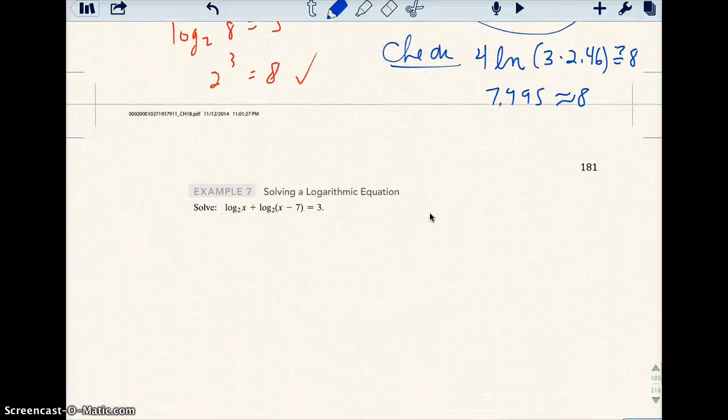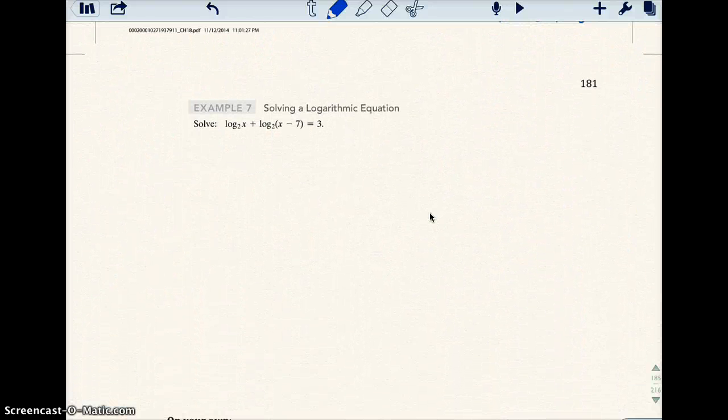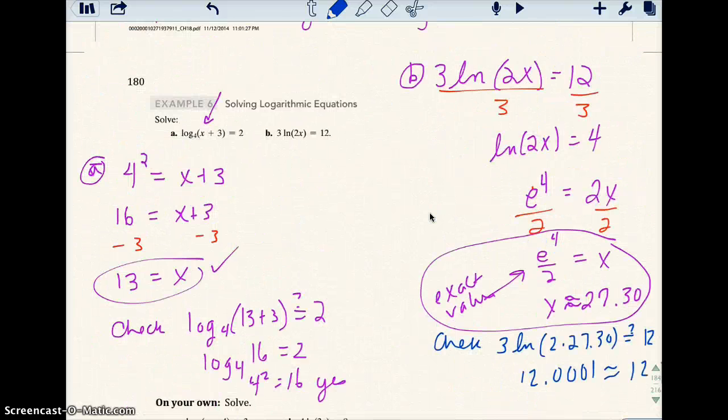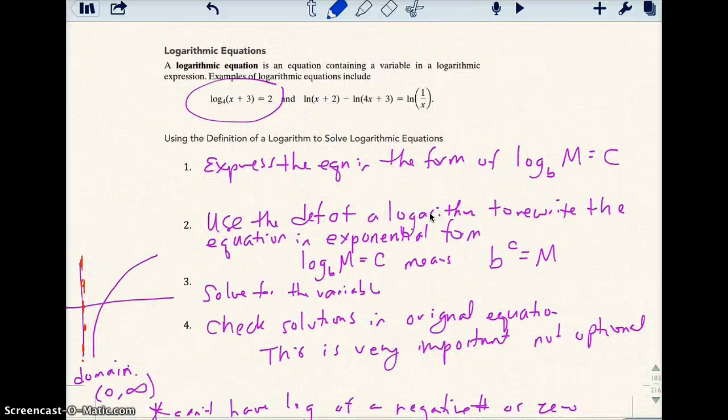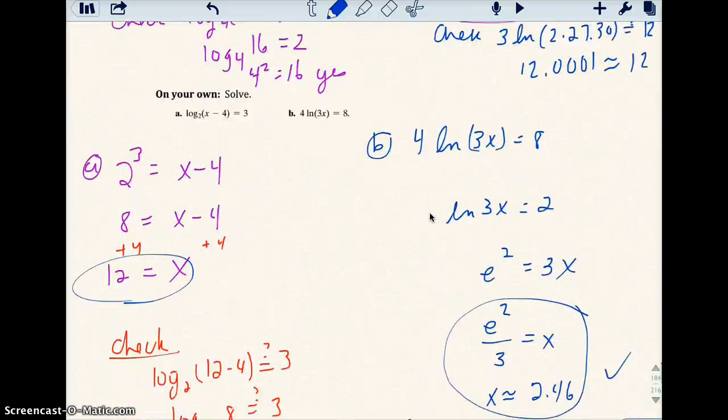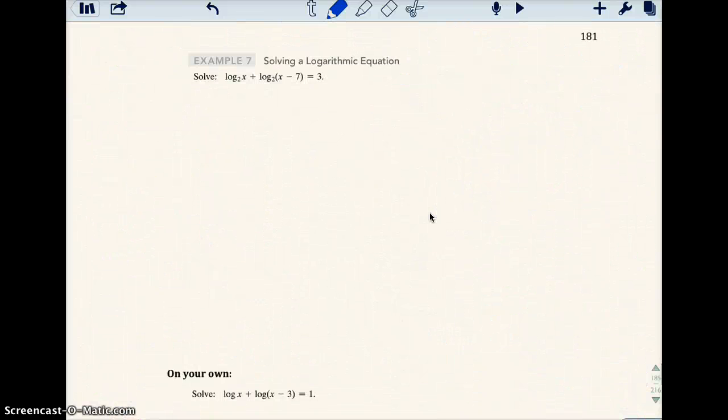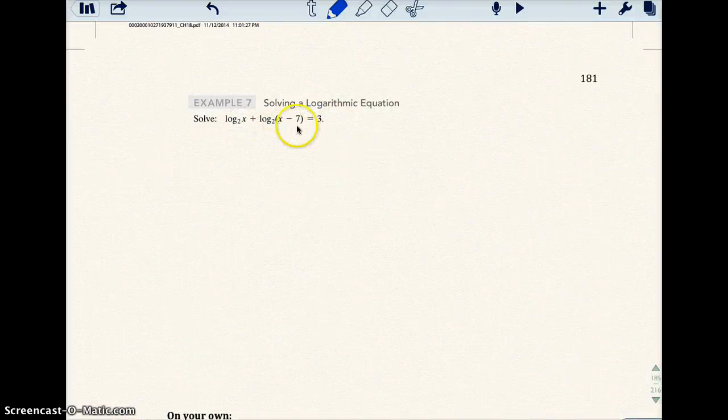Let's go to example 7. With example 7, you're going to notice that there are 2 logarithms here. And we want to make sure that we have our logarithm, if we can, in the form of this right here. Okay, log base m equals c. We have 2 logs. Is there some way to condense this, make this one log? We'll go back to the product rule from the last section, and we can combine these two into one log.